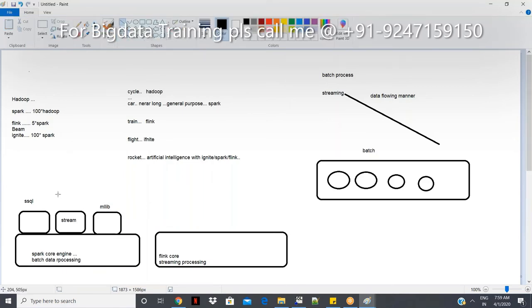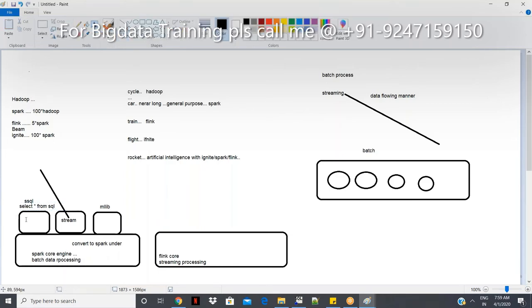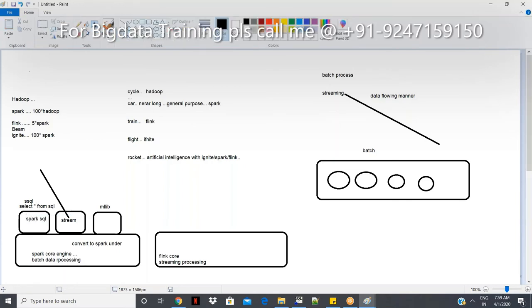What do they do? For example, you get live data. That live data is always moving, in motion. That live data is converted to a Spark understandable format. Like for example, you are running a SQL select query. Spark doesn't know what this select query or table name is. At that time, you use Spark SQL, which is one library. It converts that SQL query to a Spark understandable format. That's why you are using these libraries.